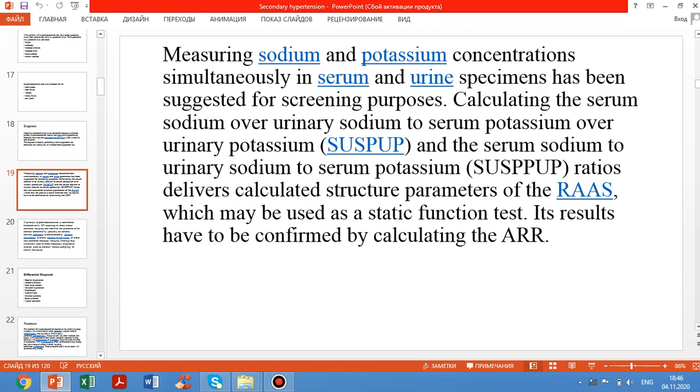Measuring sodium and potassium concentrations simultaneously in serum and urine specimens has been suggested for screening purposes. Calculating the serum sodium over urinary sodium to serum potassium over urinary potassium ratio delivers calculated structure parameters of the renin-angiotensin-aldosterone system, which may be used as a static function test. Its results have to be confirmed by calculating the aldosterone-renin ratio.